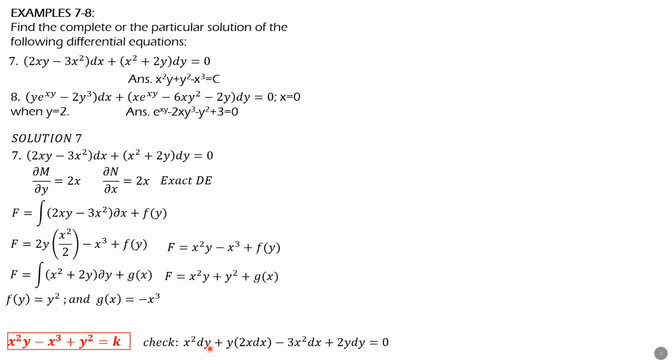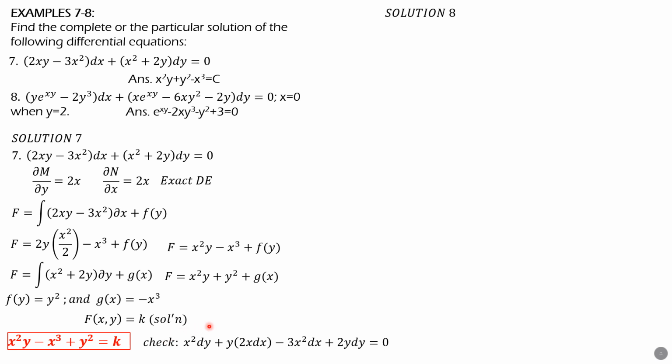We can eliminate this by obtaining the differential of this answer. So x squared dy plus y times 2x dx minus 3x squared dx plus 2y dy equals 0. So let's check these terms. If present, x squared dy is there, then 2xy dx is present, negative 3x squared dx, which is that, and 2y dy, which is that. So that proves that the answer is indeed this, because the general solution is f of x, y equals k.